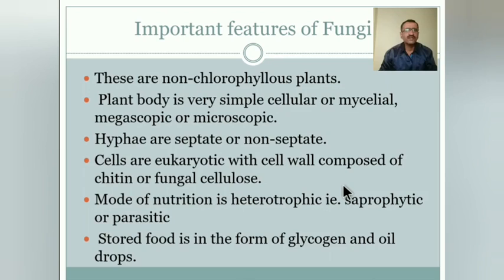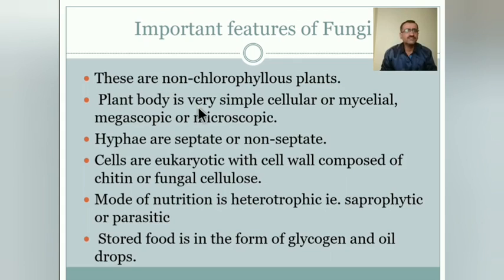Let us see the important characteristic features of the fungi. The first character is that these are non-chlorophyllous plants. Algae are chlorophyllous plants and fungi are non-chlorophyllous plants. That means they do not have the chlorophyll pigment. As they do not have chlorophyll pigment, they do not produce their own food material. That means they are heterotrophic in mode of nutrition. They are not autotrophs, they are heterotrophs.